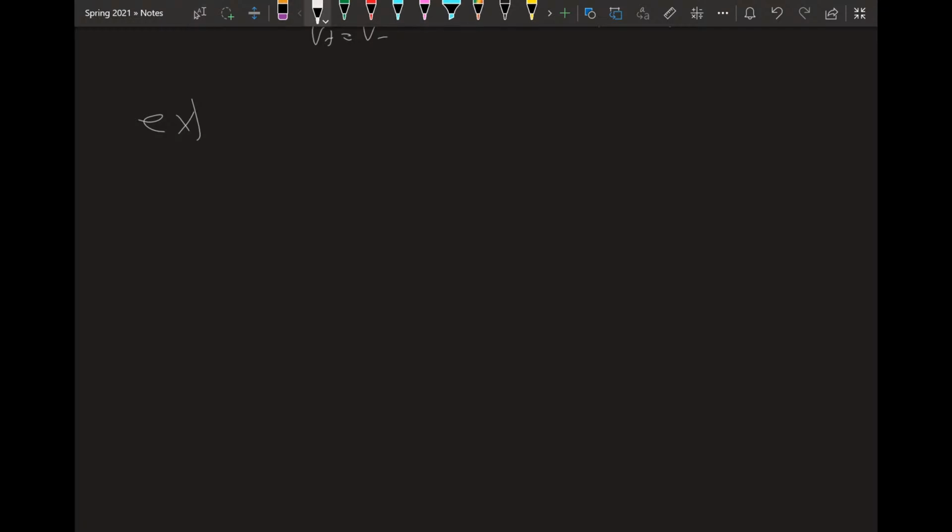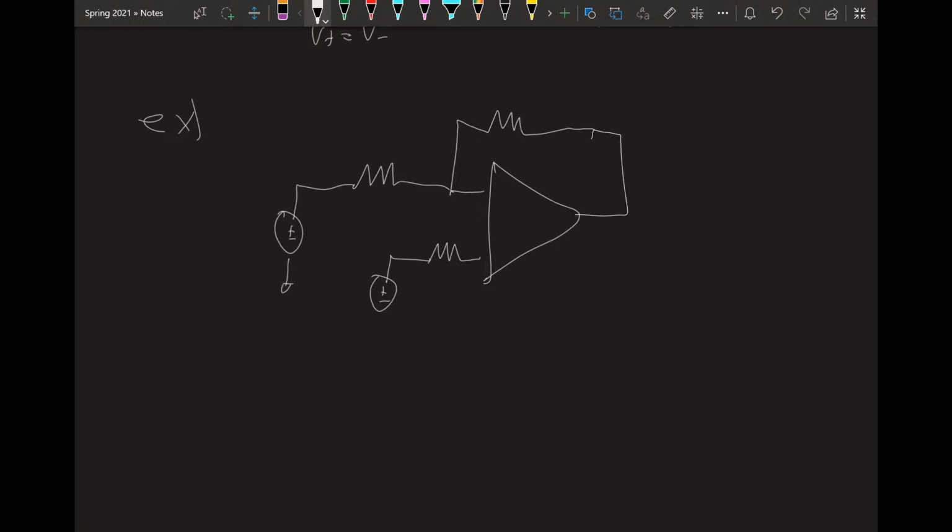So let's see, a circuit looks like this for an op amp. A resistor, ground. Here is our op amp. Feedback resistor. Ground, and one more. Okay. This is 5 kilo ohms.